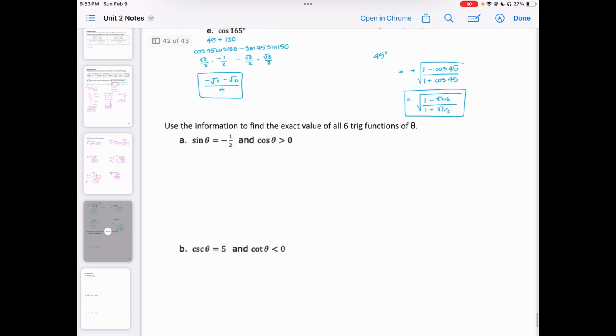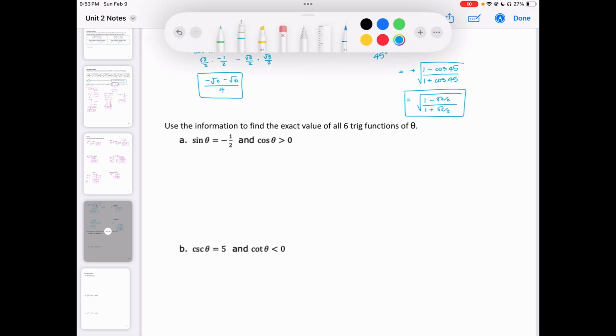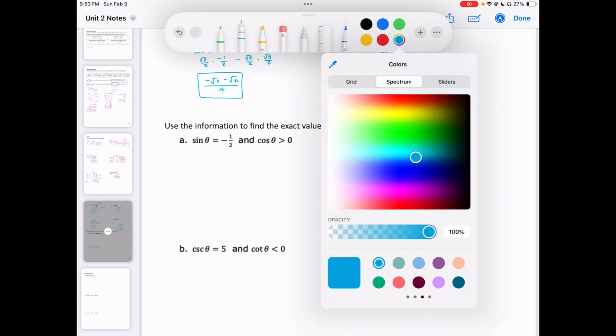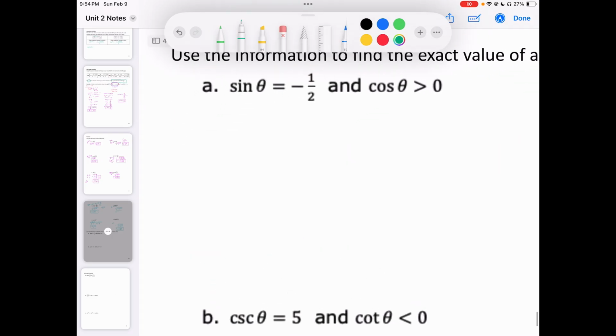At the bottom, we have a sine value, and we are being told that cosine is greater than 0. So we just need to draw a triangle to find the remaining trig functions. Again, I encourage you to draw the triangle even if you feel like it's silly or you don't need it. Sometimes it just helps to have it in front of you.